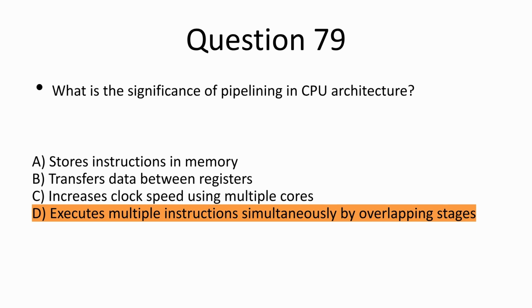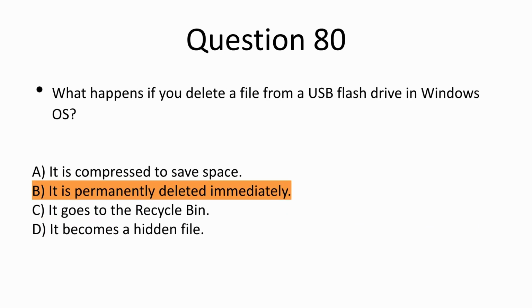Question 79. What is the significance of pipelining in CPU architecture? The significance is D. It executes multiple instructions simultaneously by overlapping stages. Question 80. What happens if you delete a file from a USB flash drive in Windows OS? The file is permanently deleted immediately, which is option B.